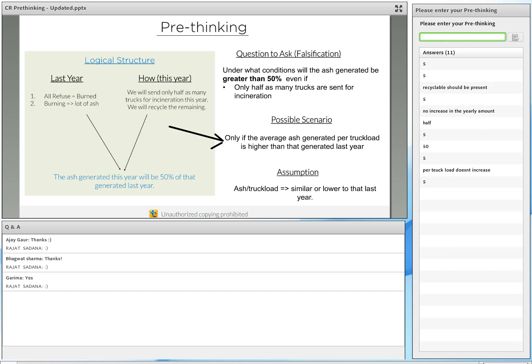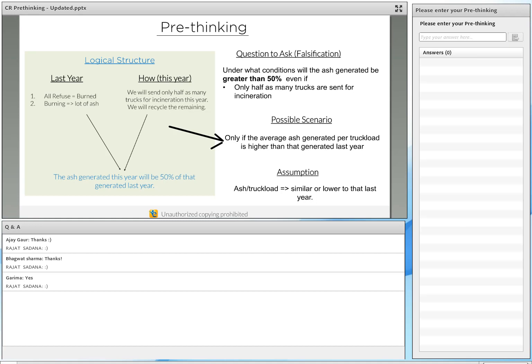Now, Vishnu says the recyclable content should be present. Do we care about that? And this is where the focus on conclusion is really important. Do we care about recyclable content in this grand scheme? No. Why? Because what generates ash? What generates ash here?